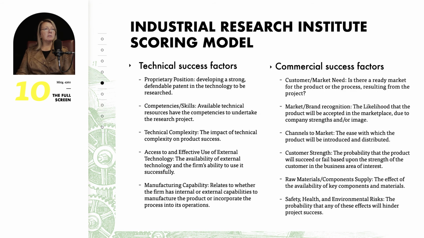So for example, this is a scoring model that would identify the factors for a more technological or technical kind of a product. So again, you'll see this scoring model is put out by the Industrial Research Institute. So again, we have technical success factors and we have commercial success factors, and so you could use this list as the basis for your model, set up a scale for each of these, assign a weight of importance for each of these, and build your own scoring sheet just like the one we just looked at. Okay, so that's one model.